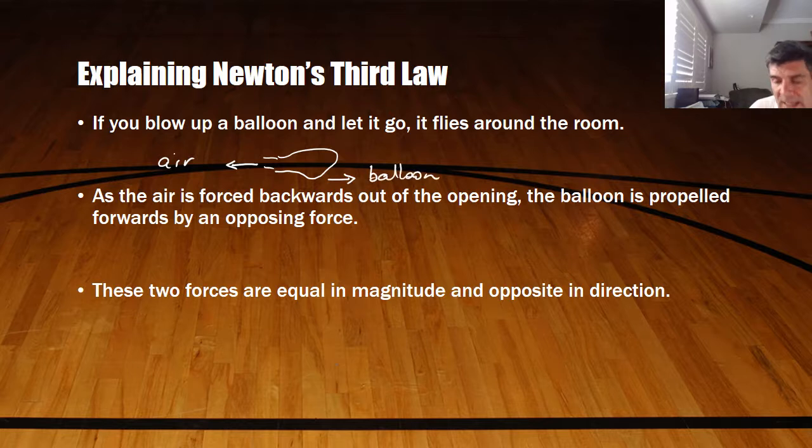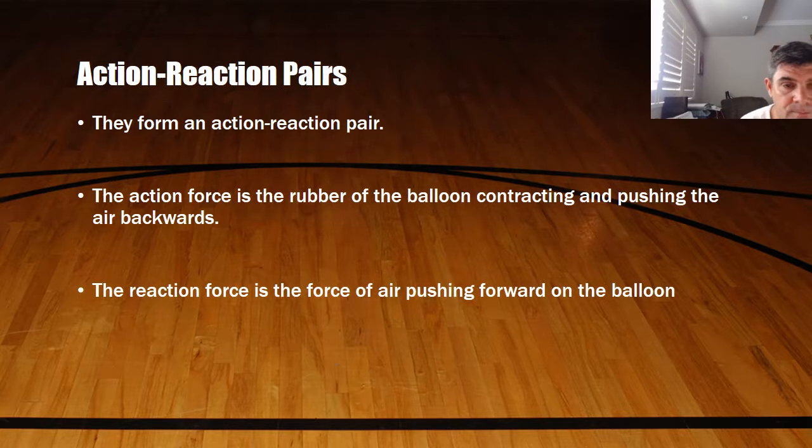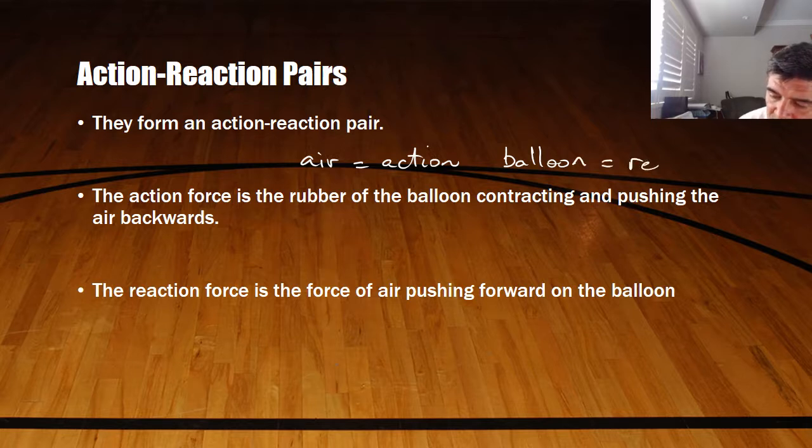These two forces are equal in magnitude, or size, but opposite in direction. So they're acting equally but in opposite directions. This means they form what we call an action-reaction pair. The air being forced out is the action, and the air pushing on the opening of the balloon is the reaction, and that causes acceleration. So the action force is the pushing of the air back, and the reaction force is the air pushing the balloon forward.